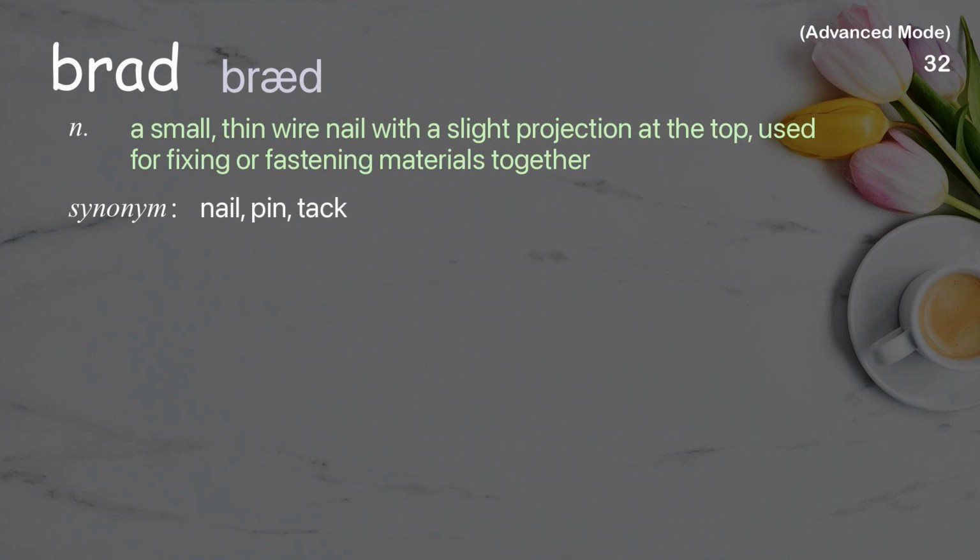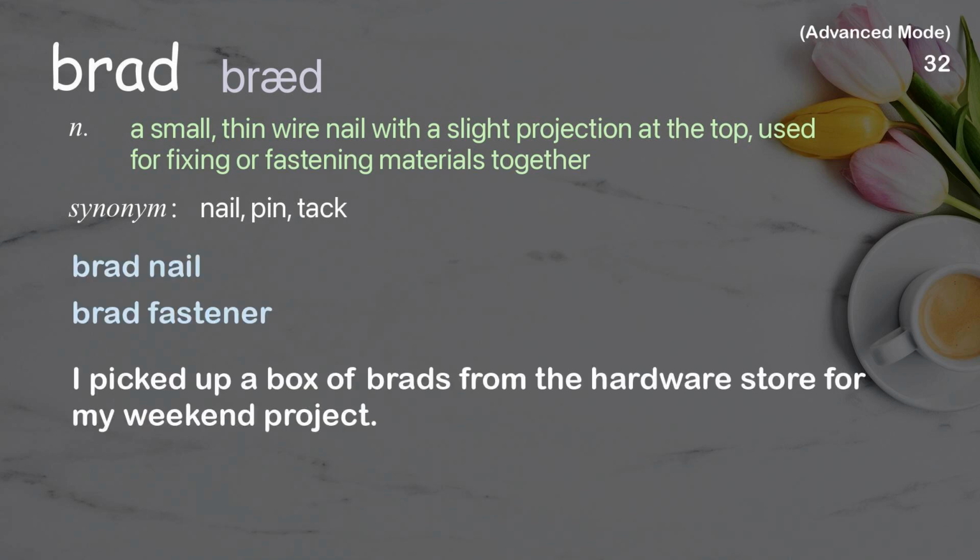Brad. A small, thin wire nail with a slight projection at the top, used for fixing or fastening materials together. Examples: Brad nail, Brad fastener. I picked up a box of Brads from the hardware store for my weekend project.